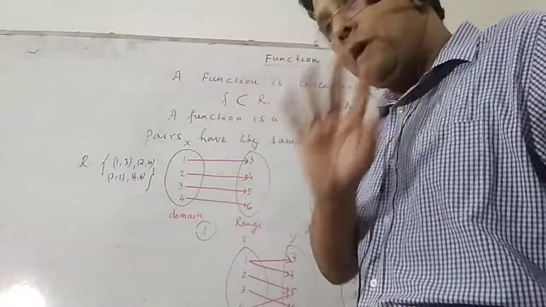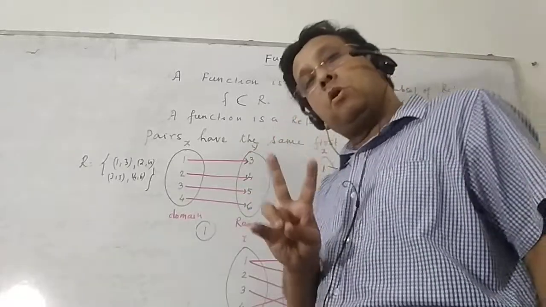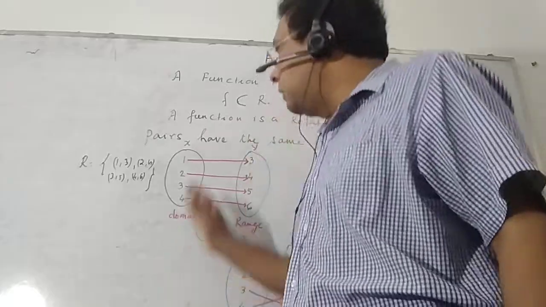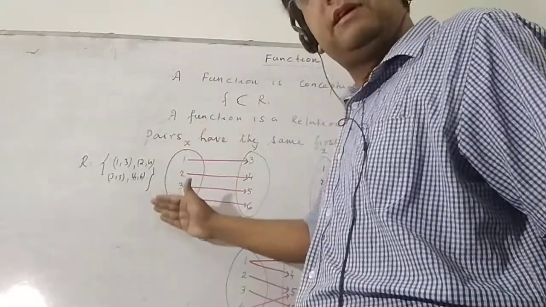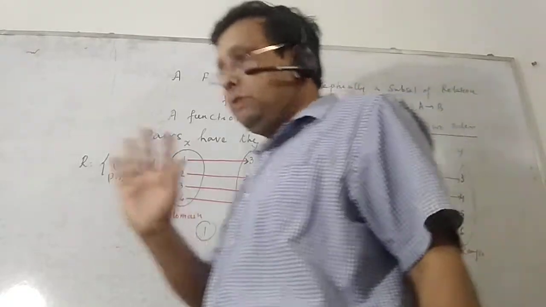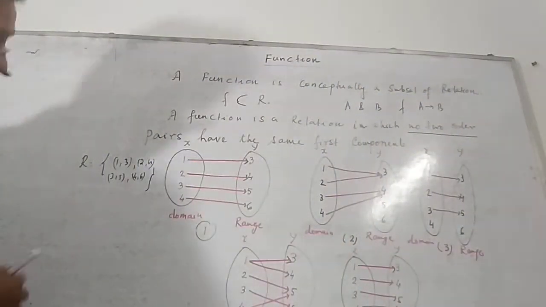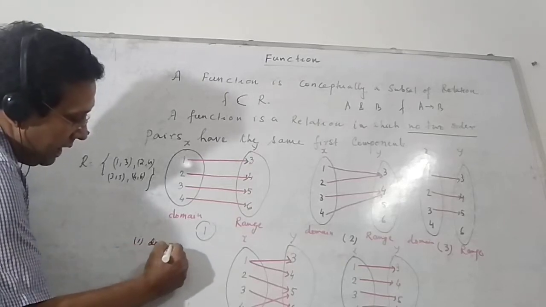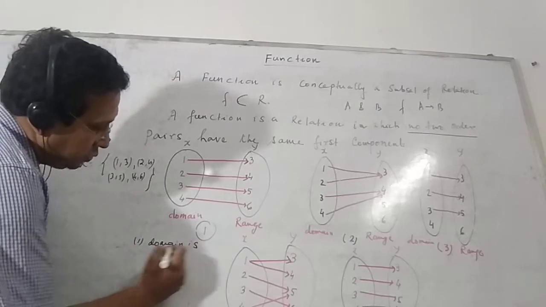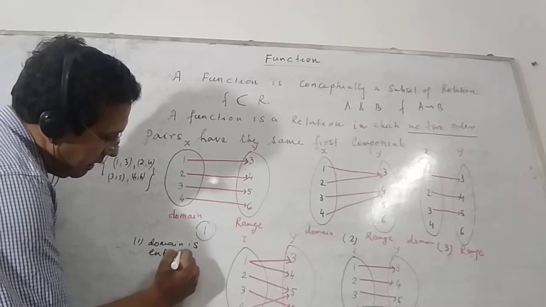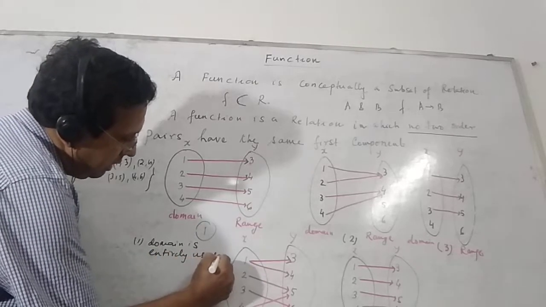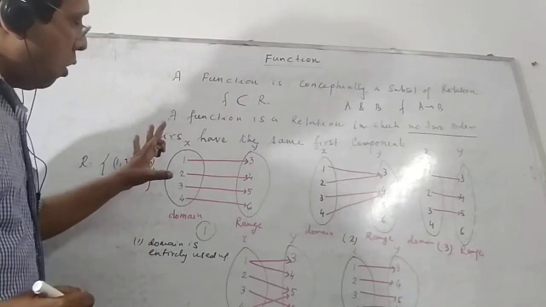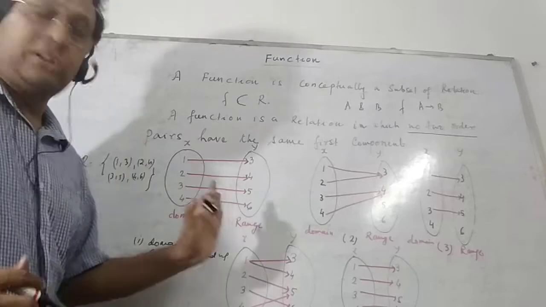See, for being a function, we have to check two important concepts. What are the two important concepts? Number one, all the domain, that is all the X elements, has to be used up. This is a very important thing: the domain is supposed to be entirely used up. If we see this, we can say it is a function.